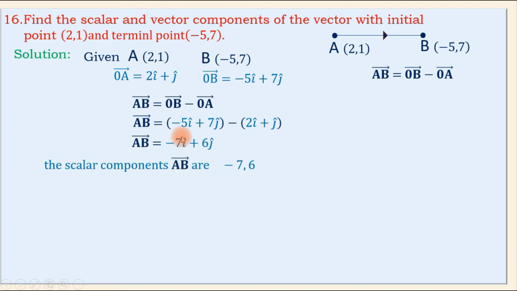So here minus 7 and 6 are scalar components. The vector components are minus 7i cap and 6j cap.